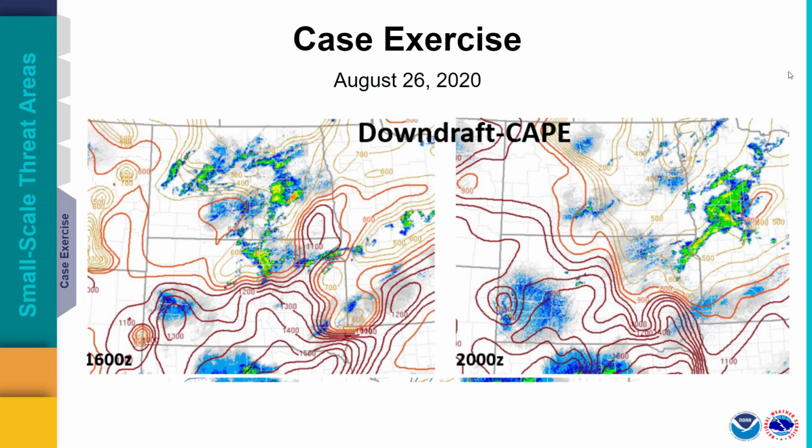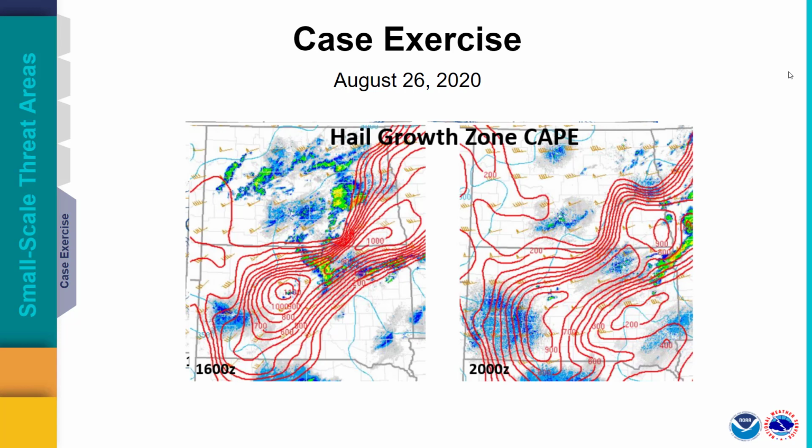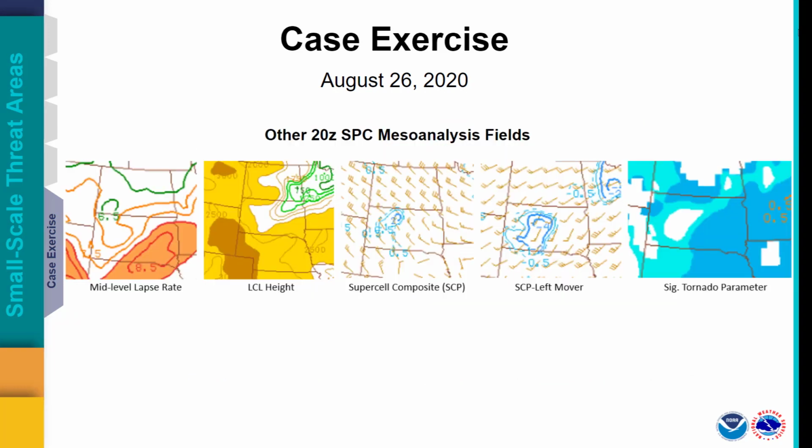How about hail? Here we see CAPE in the hail growth zone. Values above about 700 or 800 in the presence of shear aloft are quite favorable for very large hail, and this is highlighted across west central South Dakota, along with favorable deep layer shear. Here are some other SPC fields.